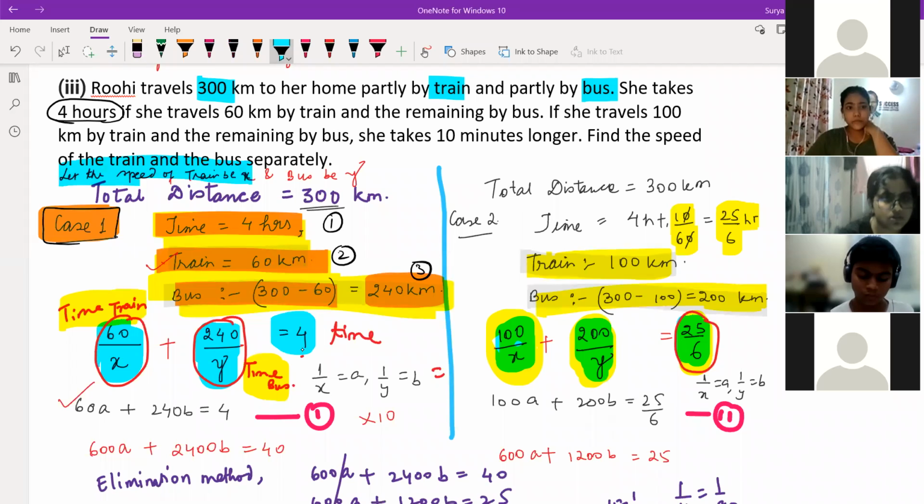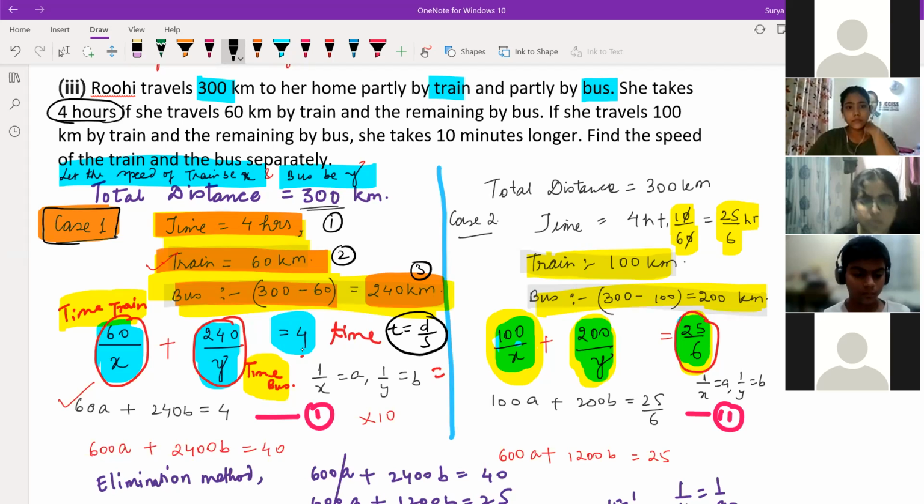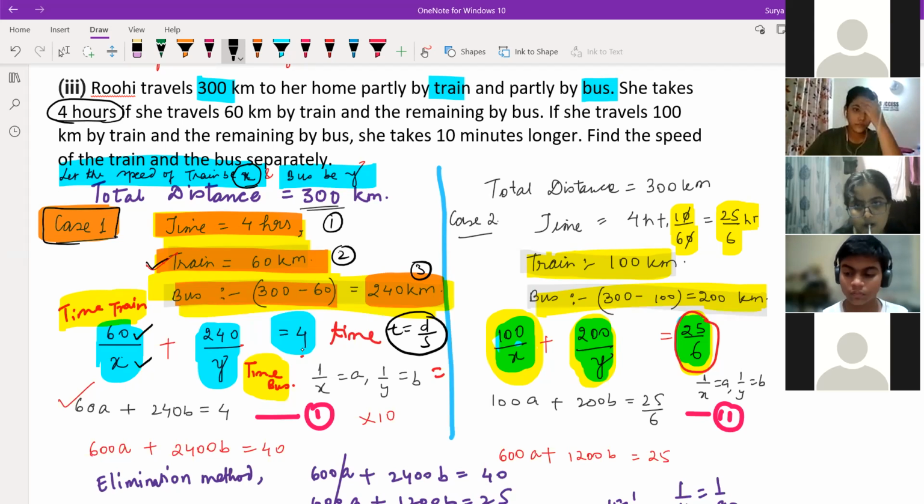See, first line only. Let the speed of train be x and bus be y. So the time formula is distance by speed. So this whole equation you can add: time plus time is equal to time. This whole thing should be in the form of time. Understood? So distance is 60 by train and speed is x, we have written here. And in the second part, 240 is the distance by bus and the speed is y. So that's why we got 60 by x plus 240 by y is equal to 4.